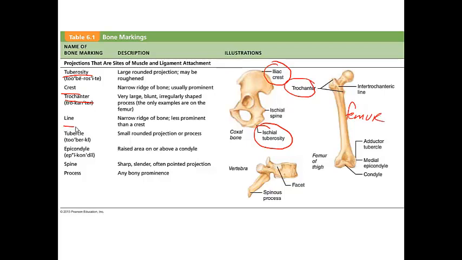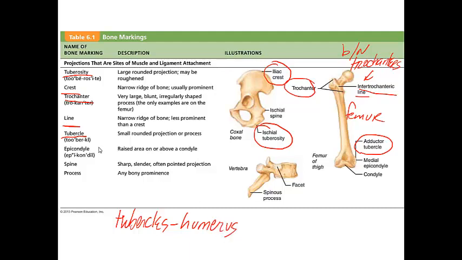You need to recognize the term line. And one of the lines is the intertrochanteric line, and it's called this because it's located between the trochanters. We also have a tubercle. An example of a tubercle to know at this point would be the adductor tubercle, but there are also tubercles that you're going to be learning in Chapter 7 that are located on the humerus. There are also epicondyles. Epicondyles are bumps that are on top of condyles. And so the condyle would be just distal to this epicondyle.